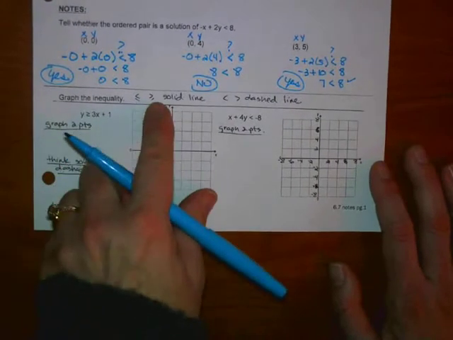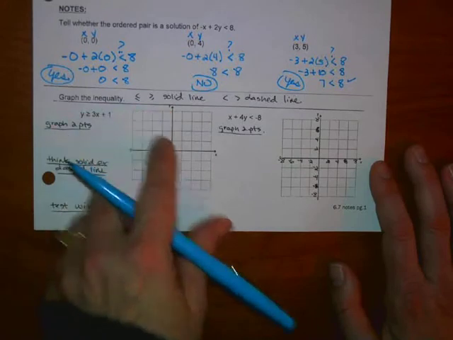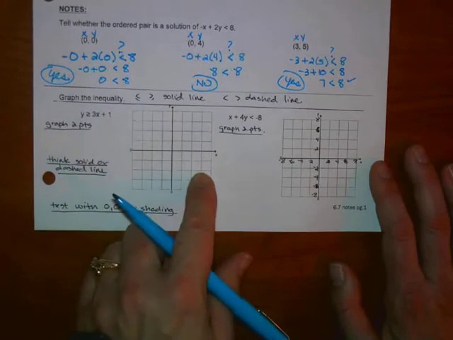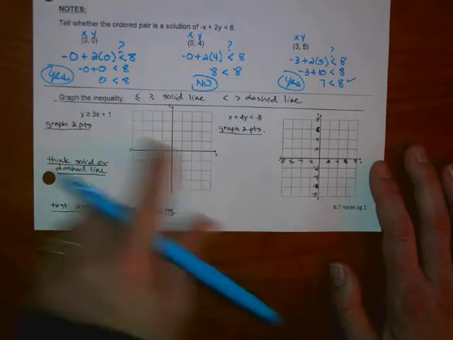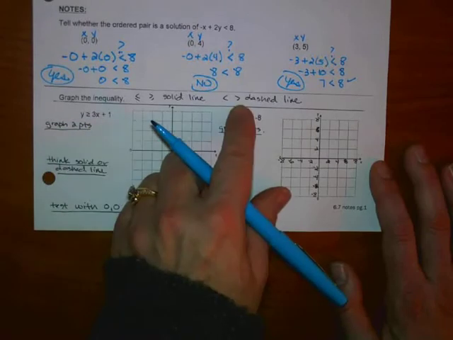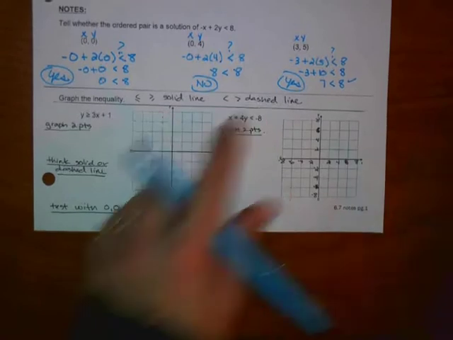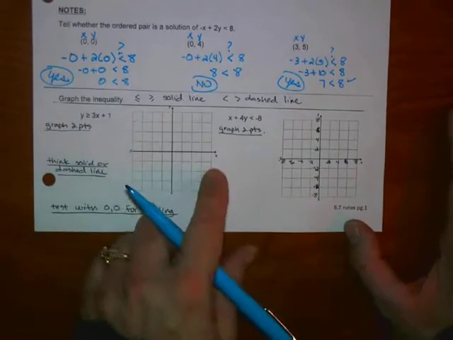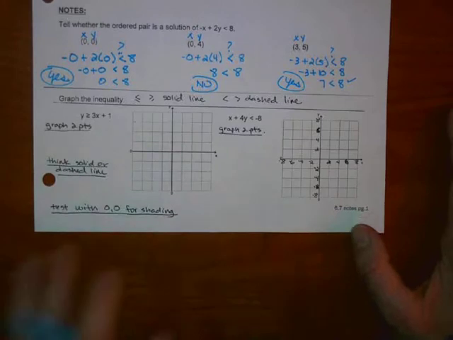So here's one thing you got to remember that's slightly different. When you have a less than or equal to or greater than or equal to, you're going to draw your line with a solid line. That's because all the points on the line make that inequality true. If it's just less than or greater than, you're going to use a dashed line. That means that the points on the line itself don't make that inequality true. But I'll show you. Let's keep going.